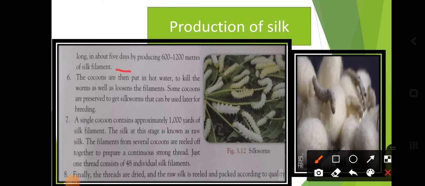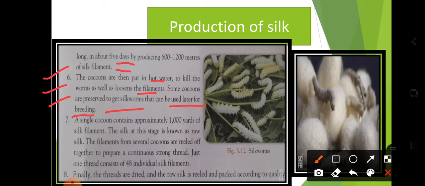So the silkworm completes its cocoon, about 4 centimeters long, and within 5 days it produces around 600 to 1200 meters of silk filaments. The cocoons are then put in hot water. This is done manually by human beings. The cocoons are put into hot water to kill the worms as well as loosen the filaments, and some cocoons are preserved to get silkworms that can be used later for breeding.